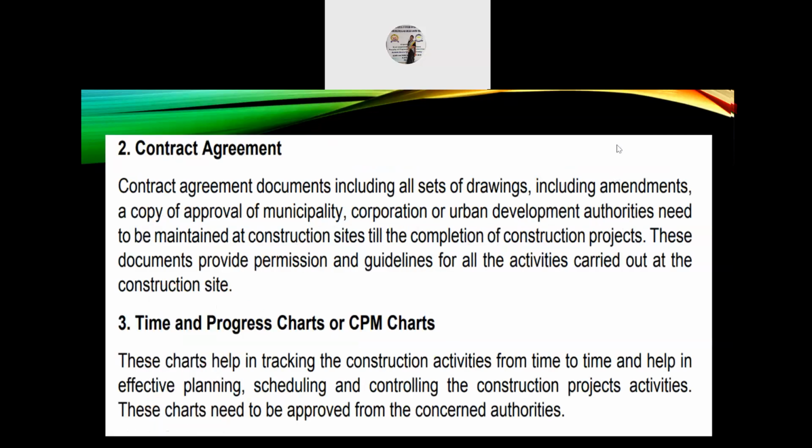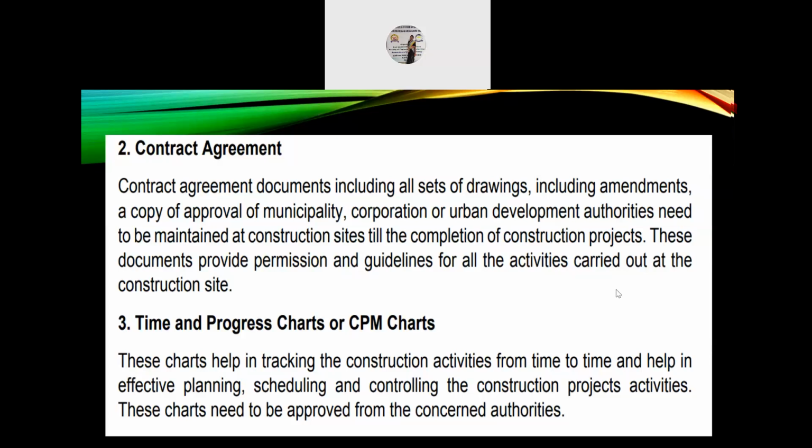Next, contract agreement. Contract agreements are documents including all sets of drawings, which includes amendments, copy of approval of the municipality, corporation or urban development authorities, needed to be maintained at the construction sites until the completion of construction projects. These documents provide permission and guidelines for all activities carried out at the construction site.